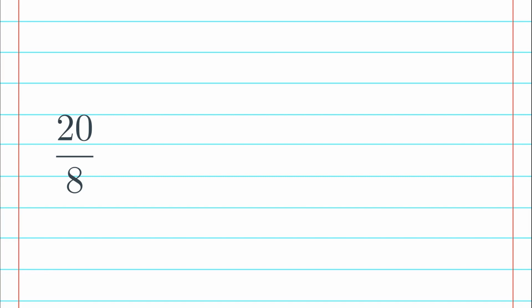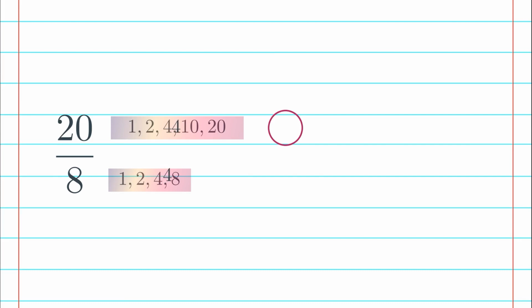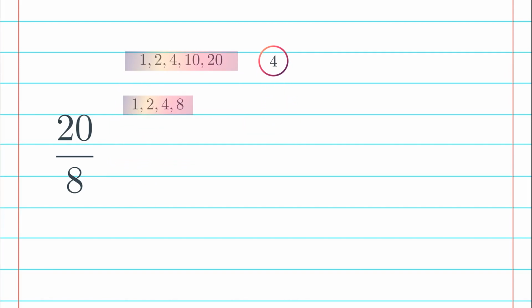So factors of 20 are 1, 2, 4, 10, and 20. Then we list the factors of 8, which are 1, 2, 4, and 8. Now the greatest number that these two numbers share is 4. So if we divide the numerator by the greatest common factor, we get 5. And if we divide the denominator by the GCF, we get 2.